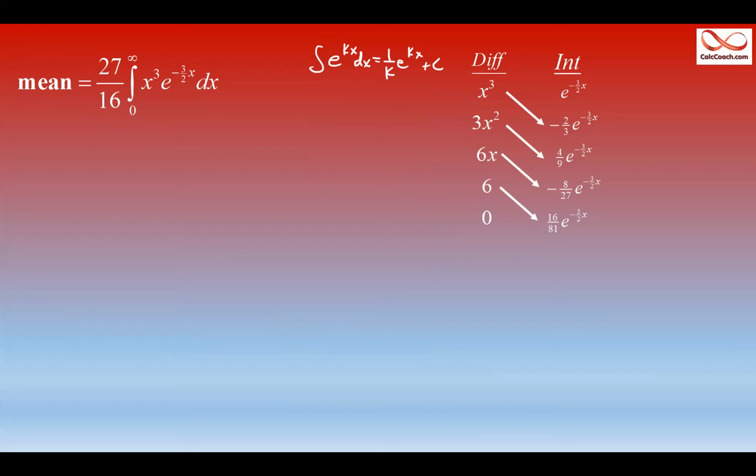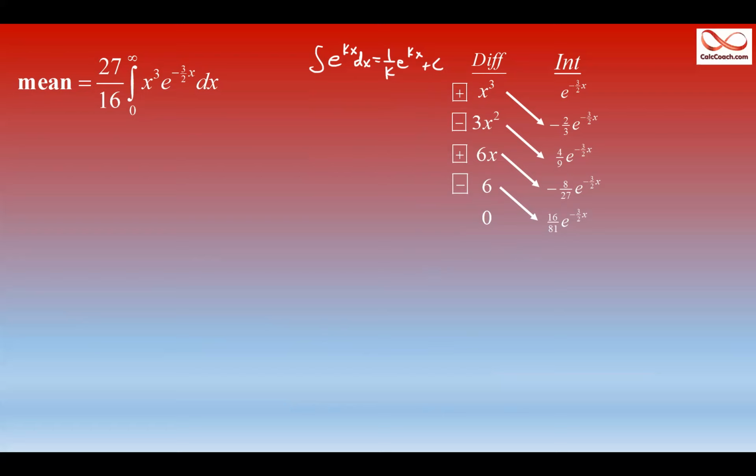And on this product, we assign an alternating sign. It does all the UV minus integral VDU for you. It does all that for you. And so it'll be x cubed times the negative 2/3, e to negative 3/2 x, then negative 3x squared times the 4/9.